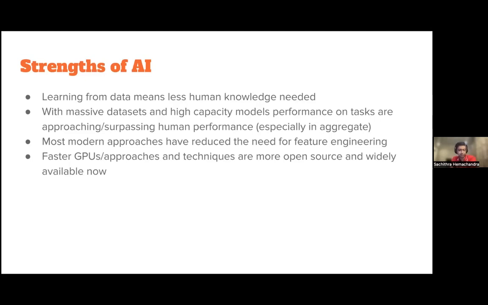And the faster GPUs and a lot of the parallel computing techniques that people have been developing more recently are continuing to accelerate how much we can train, how fast we can train these models, and experiment with these models.